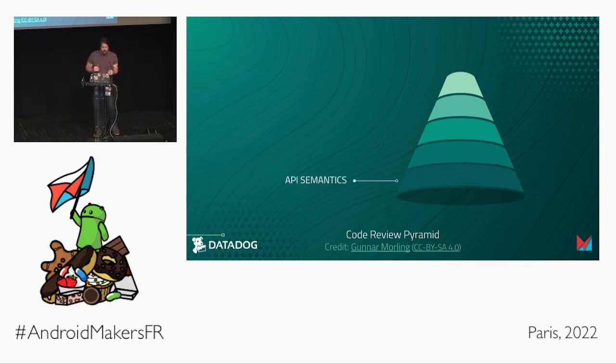So at the very, very bottom, you have the API semantics. We're building an SDK, so API semantics is very important. It's like what API we do offer, what the features are, how they're going to be used by our customers.